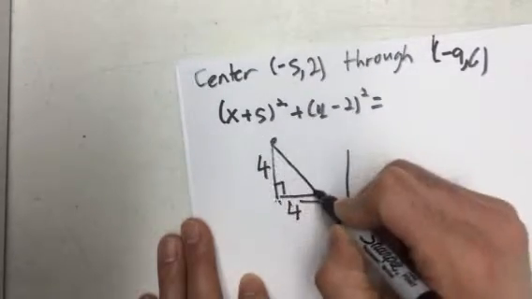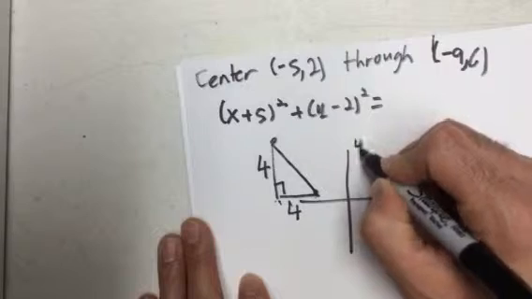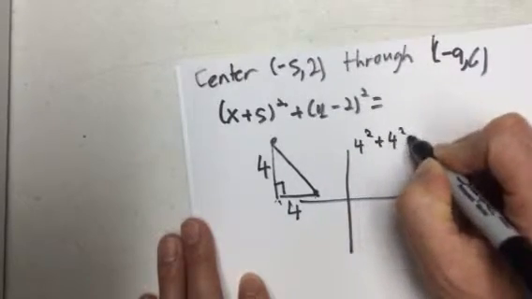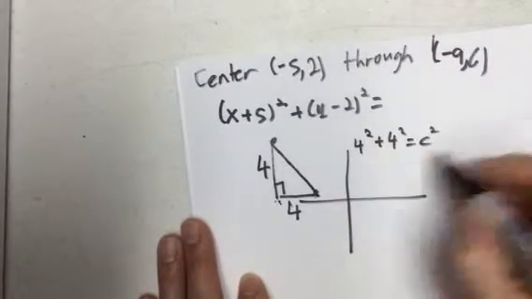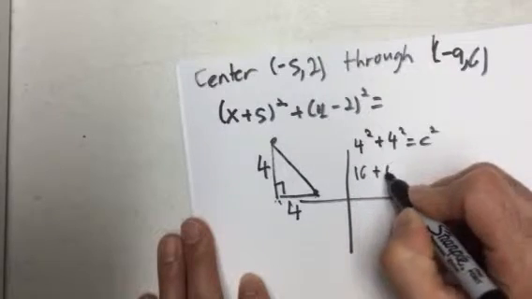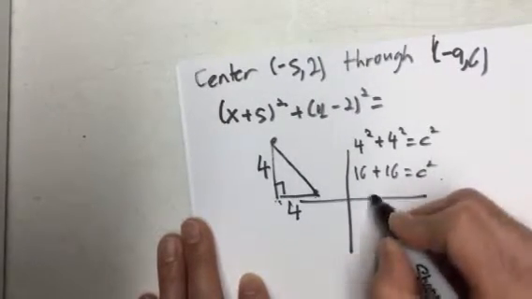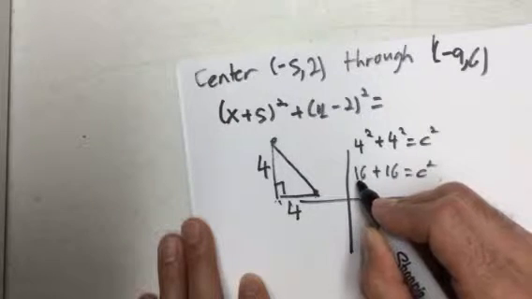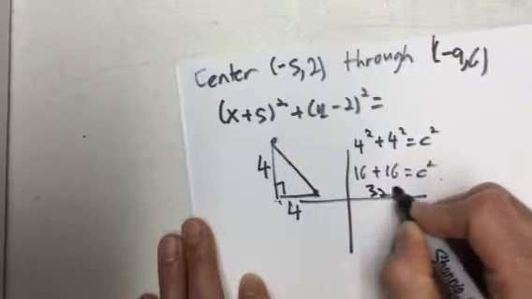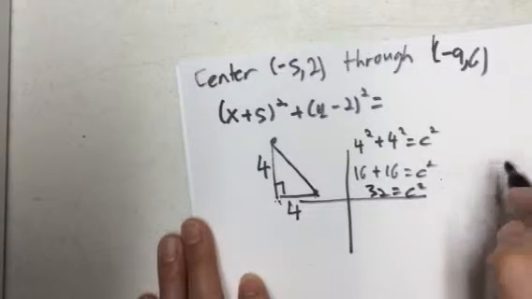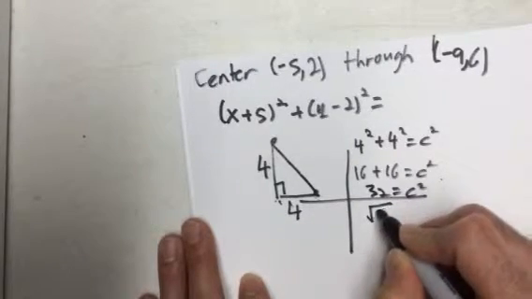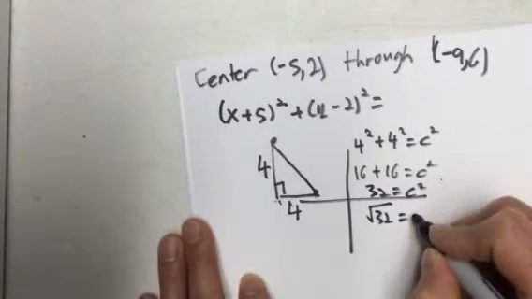To find this distance here, we'll say that 4² + 4² = c². 16 + 16 = c². Adding 16 and 16 will give us 32. 32 = c². Take the square root on both sides. So we need the square root of 32 to give us c.